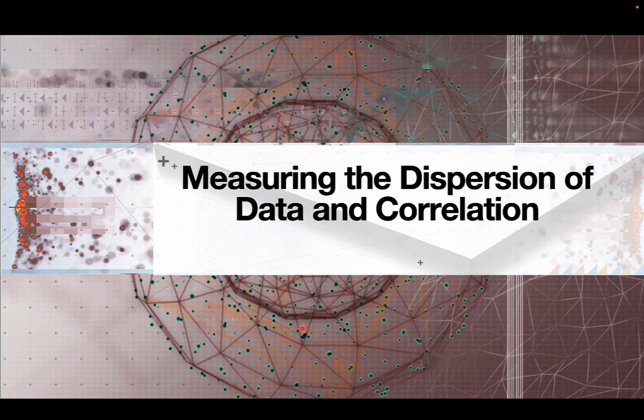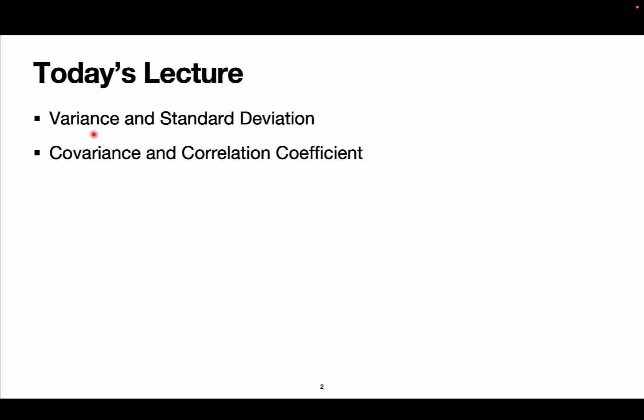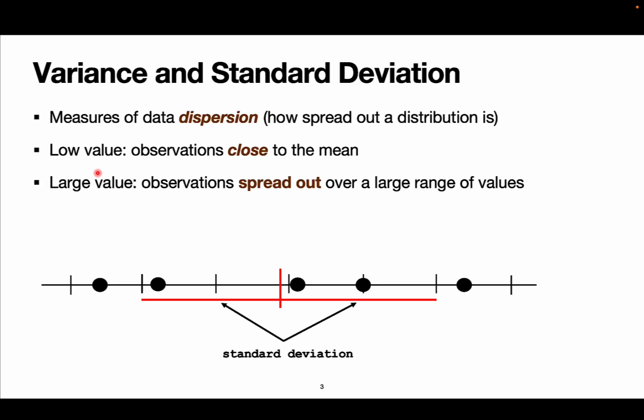The plan for this lesson is to study dispersion measures and correlation. Namely, we will review the variance, standard deviation, covariance, and correlation. On a high level, the variance measures the dispersion, or how the data are spread from the center of the distribution. The standard deviation is the square root of the variance.